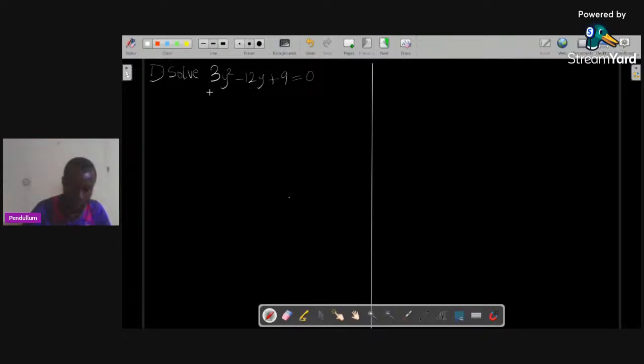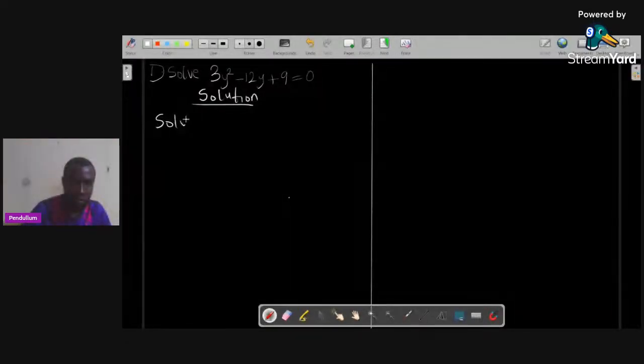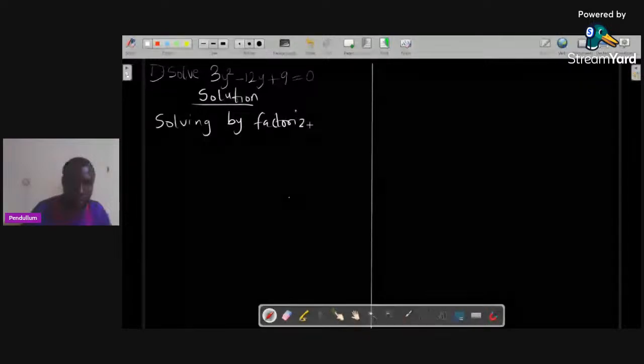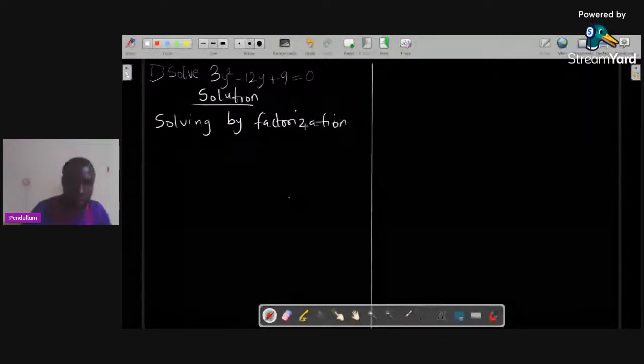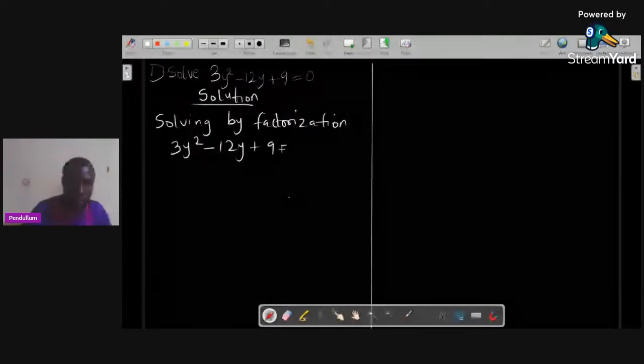I'm going to solve it using the factorization method, then using completing the square, and then finally with the formula method. So solving by factorization, please go with me. I'll be a bit fast because of our time, but I hope you will still be able to follow me and understand. So we have 3y squared minus 12y plus 9 equals 0.